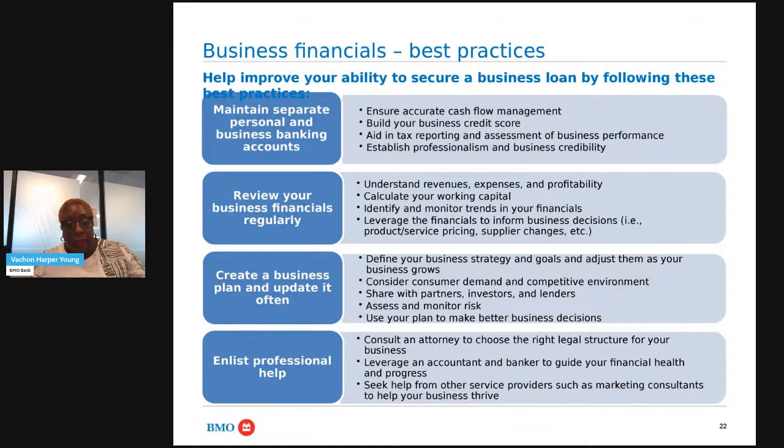And finally, enlist professional help. An attorney will help you choose the right legal structure for your business to help protect you personally. Also, you should leverage your accountant and banker to guide your financial health and progress. Your accountant can also, in conjunction with your attorney, when talking about your legal structure, identify what's best for you and your strategy. What's best for one person is not always good for your business, and so having those conversations is really important. And seek help from other service providers, such as a marketing consultant, to help your business thrive. Letty and I always say that you have to have an accountant, an attorney, your banker, and also, what's not in here is insurance. Understand that you need insurance coverage for your business. Next slide, please.